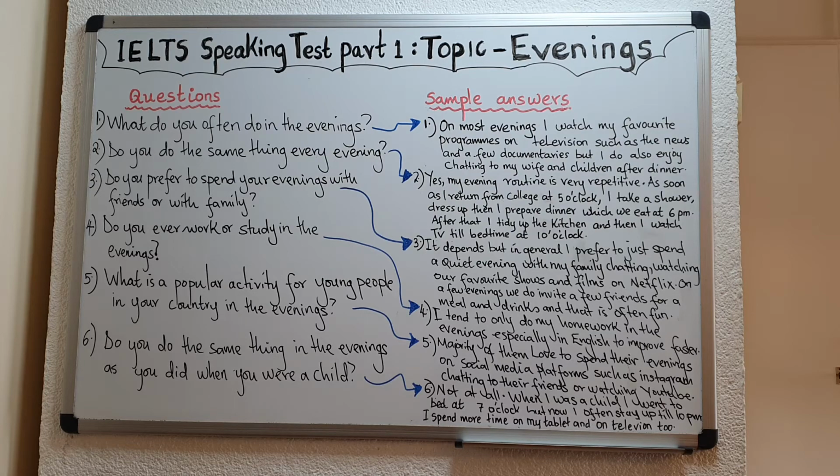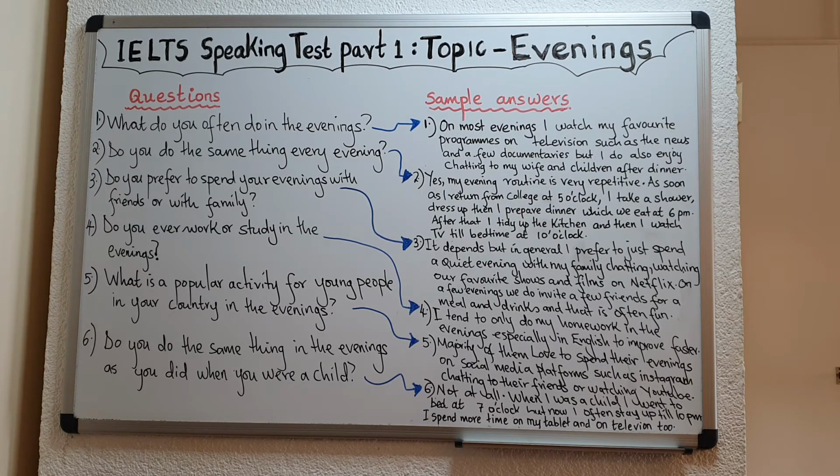Now, in this case, in the answer, the routine is repetitive. Repetitive means that you do the same things every single day. Okay, it is repetitive. So, yes, my evening routine is very repetitive. As soon as I return from college at 5 o'clock, I take a shower, dress up, then I prepare dinner, which we eat at 6 p.m. After that, I tidy up the kitchen and then I watch television till bedtime at 10 o'clock.